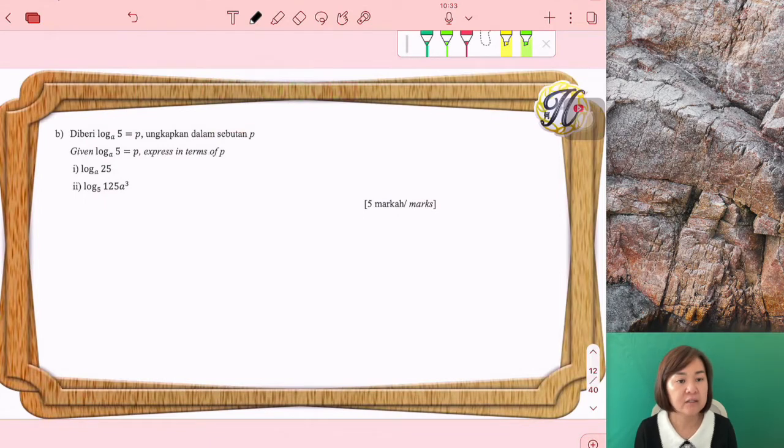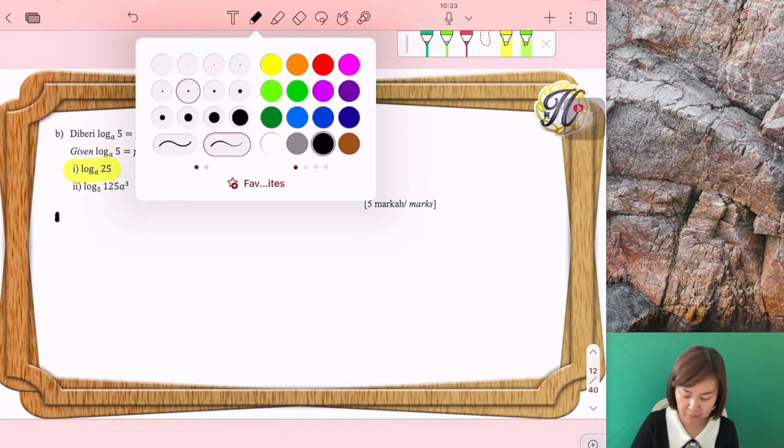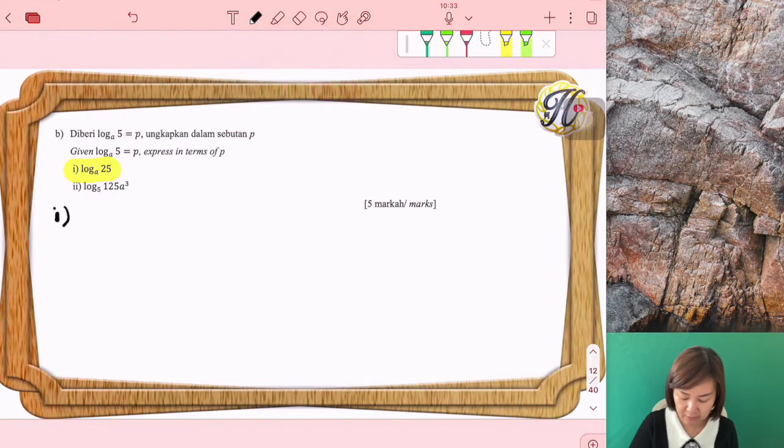So this is given: diberi log asas A 5 sama dengan P. Ungkapkan dalam sebutan P. Meaning that you have to express part 1 and part 2 in terms of P. So we take the first one first. Number 1, log base A of 25. So how are we going to do it? Then we see that this is log base A, but it's 5.